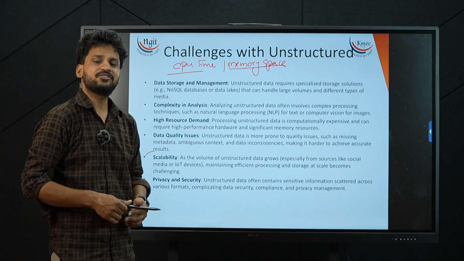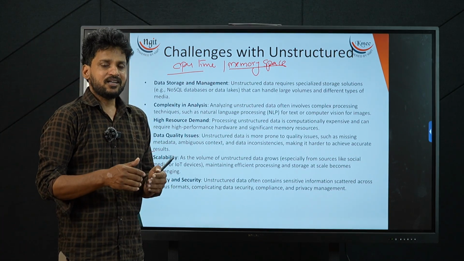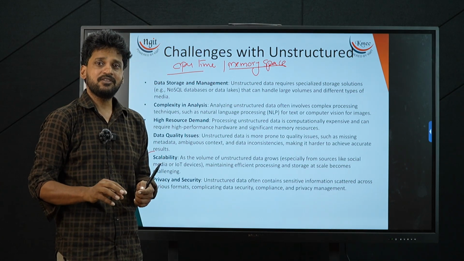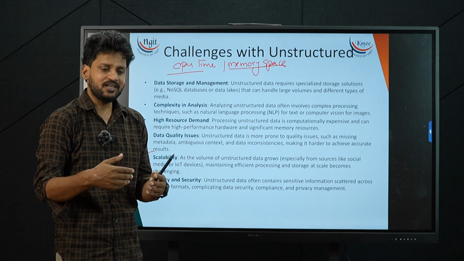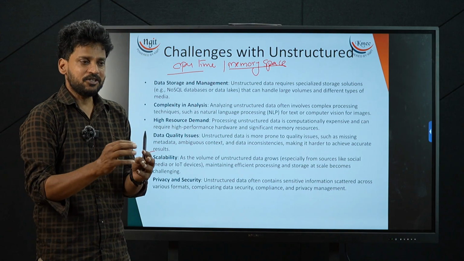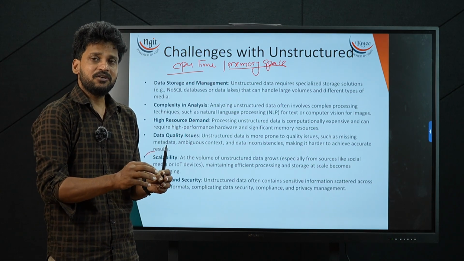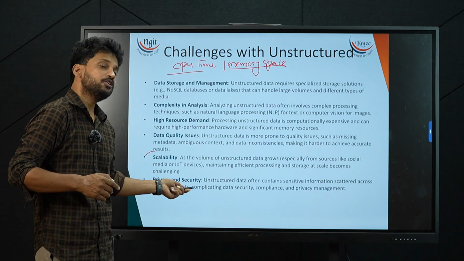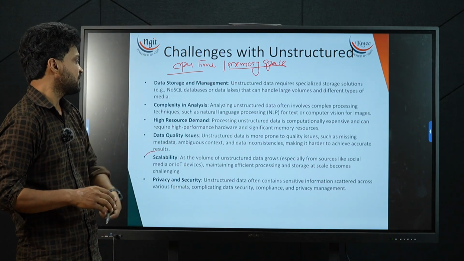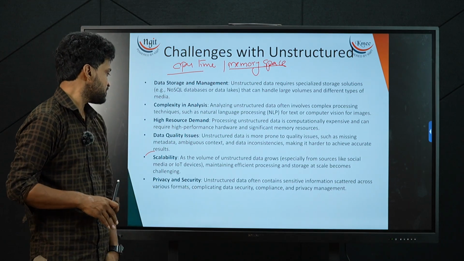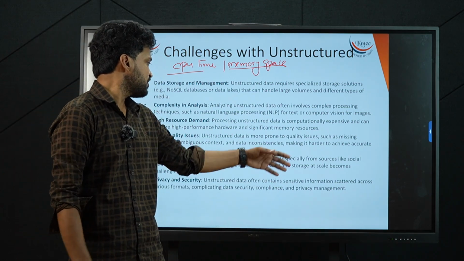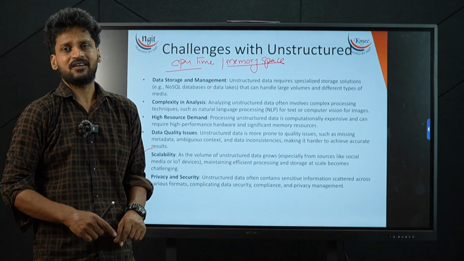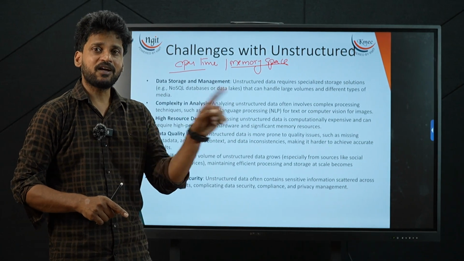In privacy and security, as you can interpret, the data may contain some personal information. When you are retrieving data from a text file, privacy and security should also be important. It is very difficult to achieve. We should secure the data. We should secure some private data because when you are collecting data, privacy and security should be given immense importance. Unstructured data often contains sensitive information scattered across various formats, complicating data security, compliance, and privacy management. So it is highly difficult for unstructured data to maintain privacy and security.